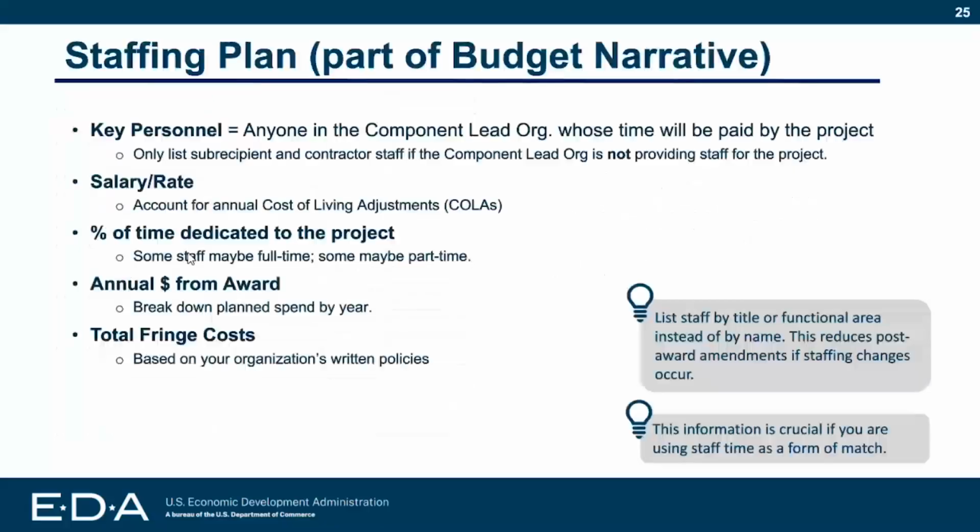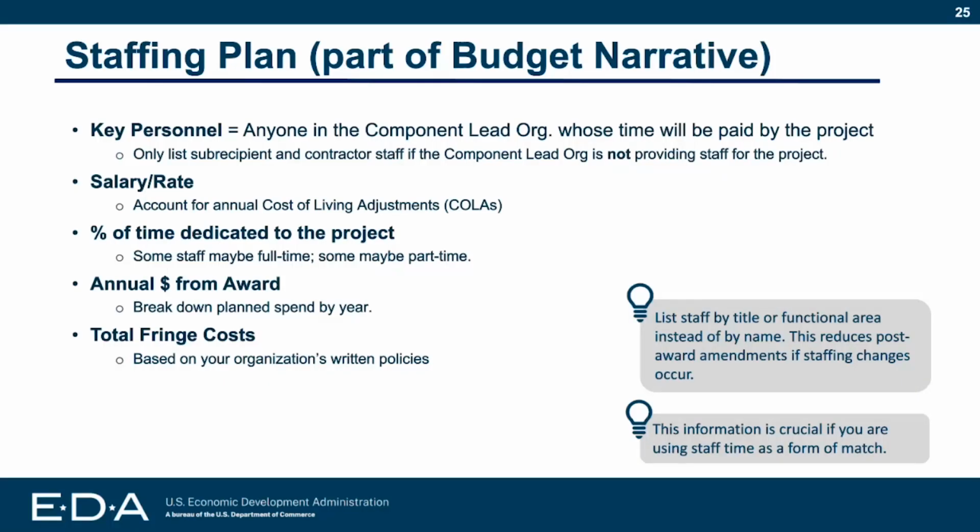Oops, sorry. Staffing plan is part of the budget narrative. Again, key personnel is anyone in the component league org whose time will be paid by the project. Don't forget to account for cost of living adjustments if these are longer term projects. Make sure we understand the percent of time dedicated to the project. So are they full-time? Are they part-time? We want to see the annual breakdown by year, and don't forget about those fringe costs.